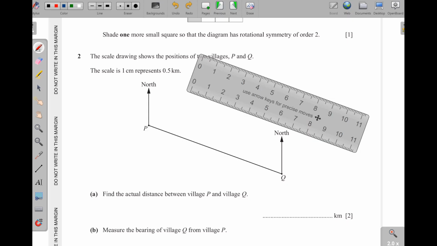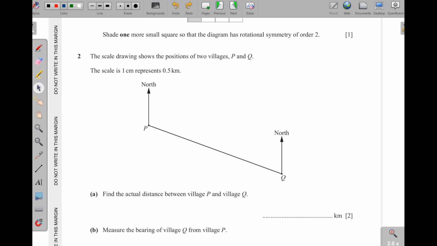Okay, so I will come to this one here and we shall write that PQ is equal to 9.2 centimeters, which is equivalent to 9.2 times 0.5, because they want the actual distance, that is in kilometers, and this one will be 4.6.